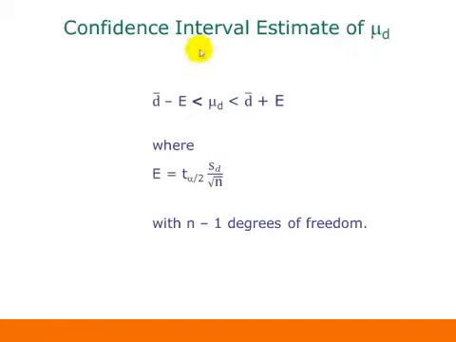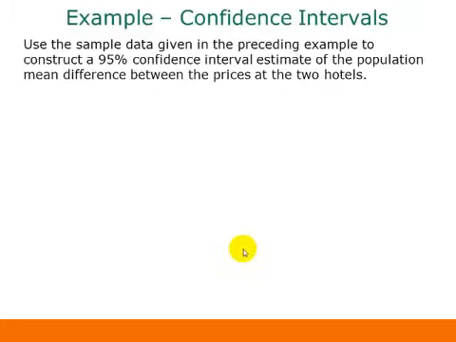So what we're doing here is obtaining a confidence interval estimate of the mean of the differences. So for a confidence interval estimate, our point estimate is going to be the D bar, which is going to be in the middle of our confidence interval, and from that value we're going to subtract the margin of error to get our lower limit. We're going to add the margin of error to get our upper limit.